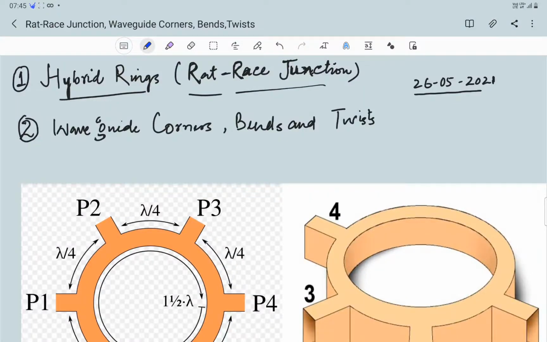I welcome you all in yet another lecture on passive microwave components. Today we'll discuss hybrid rings, commonly known as rat race junction. We'll also discuss waveguide corners, bends and twists. But first we'll discuss a rat race junction.